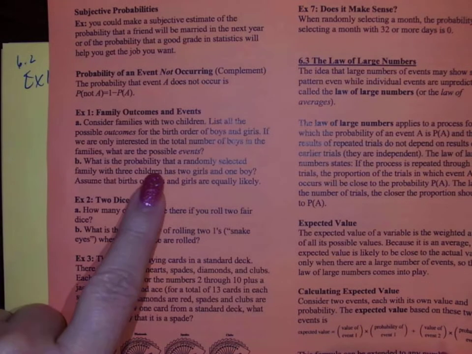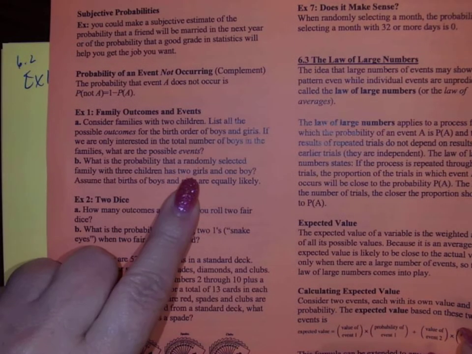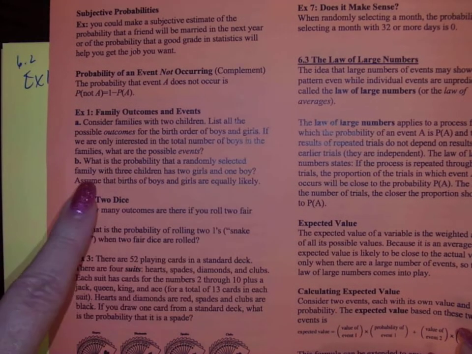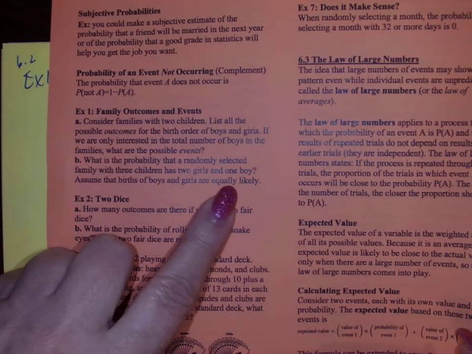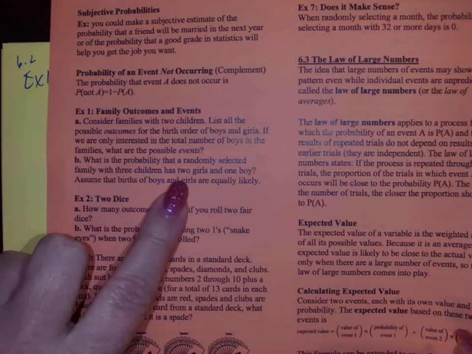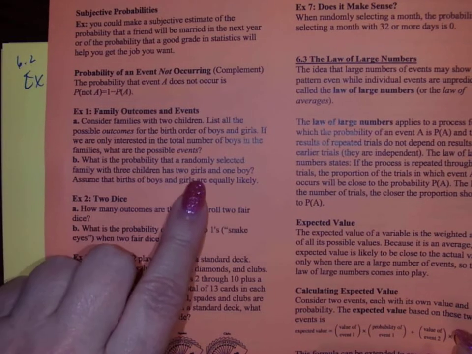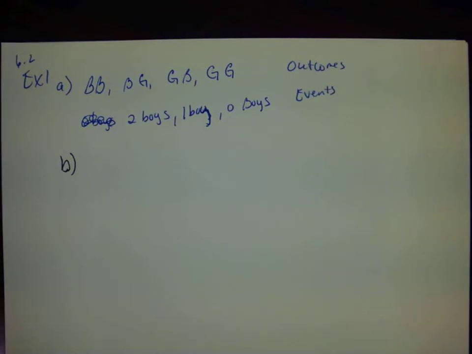What is the probability that a randomly selected family with 3 children has 2 girls and 1 boy? Assume that the birth of boys and girls are equally likely. So, in this case, they have 3 children. What is the probability you get 2 girls and a boy? All right. So, we're going to list the possibilities.